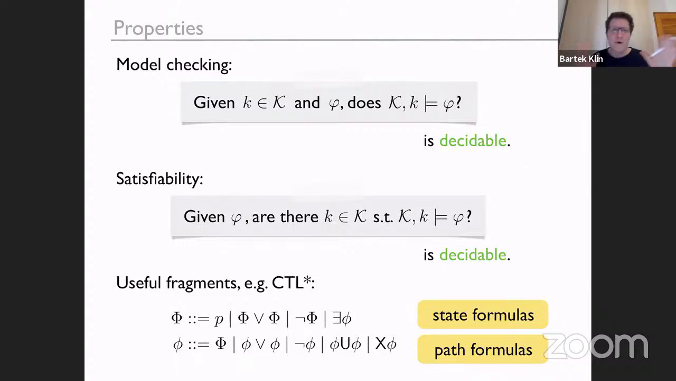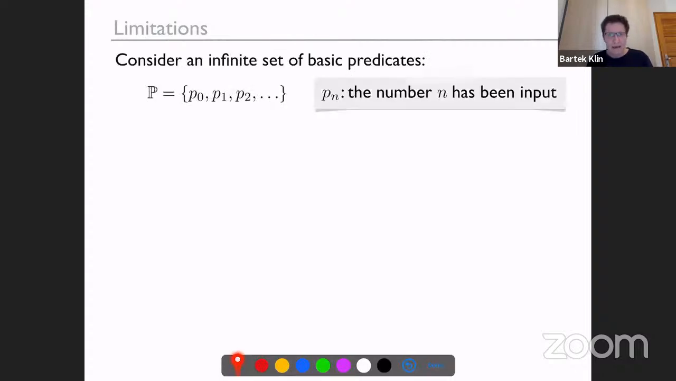Let me motivate the setting with atoms. So let's say that I have an infinite set of basic predicates. Now, in principle, in the definition of the μ-calculus, as I showed you, there is no limitation of the set of basic predicates to be finite. But really, there is, because every formula is a finite object, and therefore it only refers to finitely many basic predicates. But let's say that I really want to model something that refers to infinitely many basic predicates.